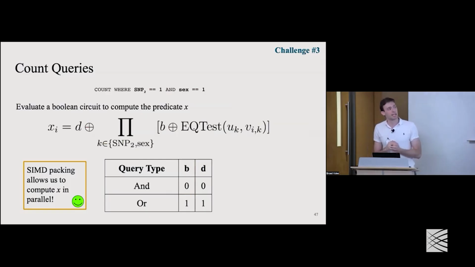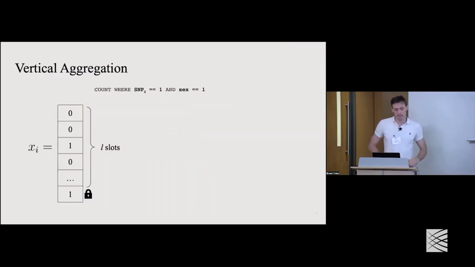We can just look at the ciphertext for each column and perform this equality test once to get the full resulting vector back. And this predicate that I mentioned before is basically going to be 0 or 1, depending on if the patient passes the filter or not.